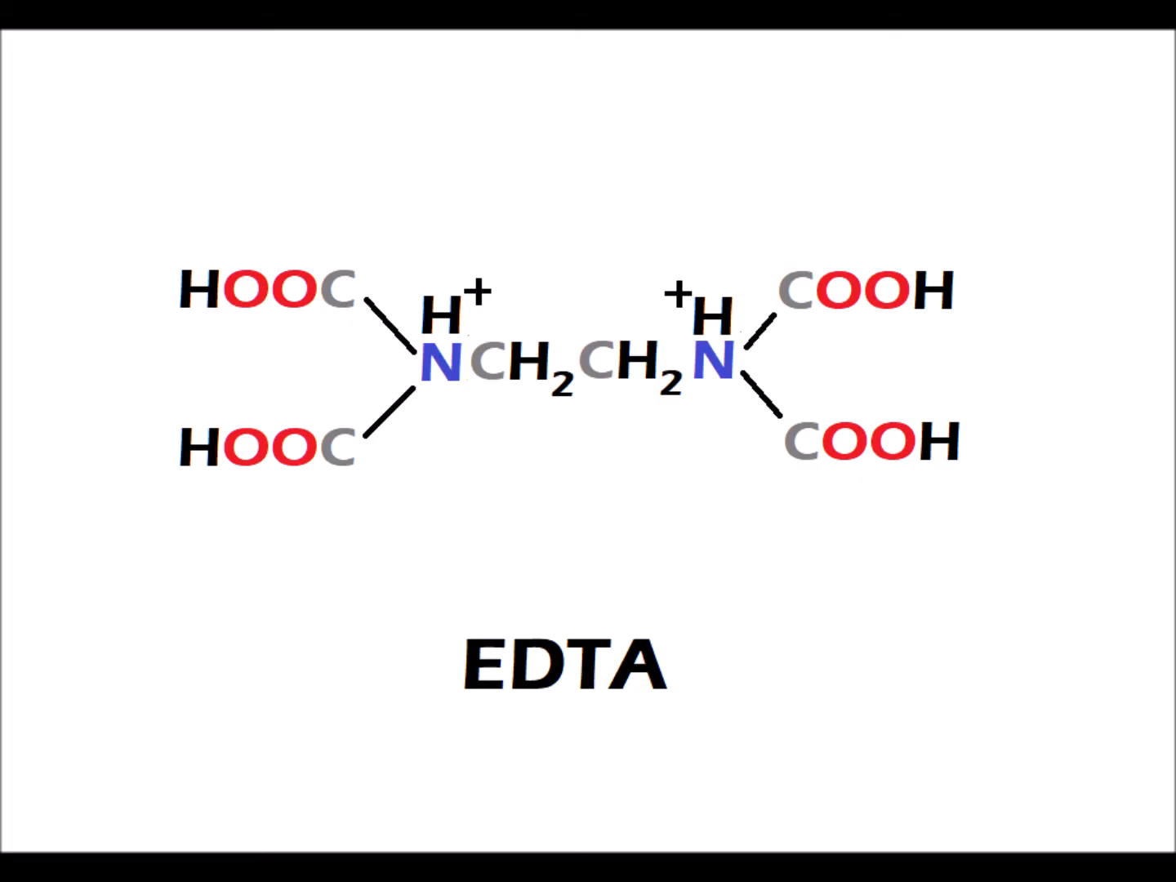Hello. In this video, we are going to demonstrate a chart showing the alpha values for various species of ethylenediaminetetraacetic acid, EDTA. The structure of EDTA that predominates below a pH of 0 is shown on the screen. Notice that there are 4 carboxyl groups and 2 ammonium functionalities. So overall, there are 6 different acidic groups in this molecule.